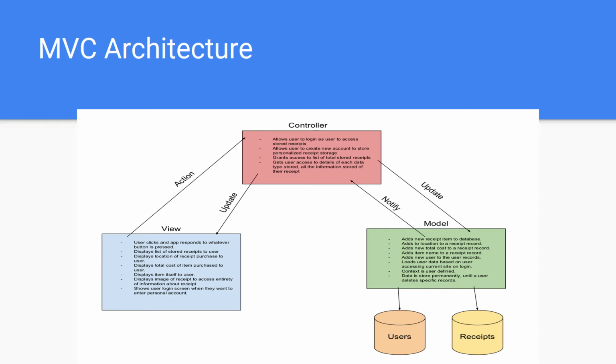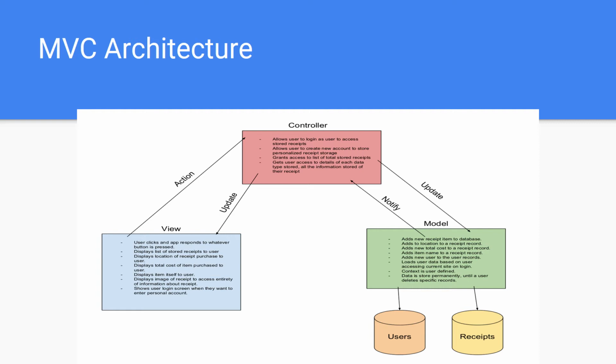And for the controller, this allows users to log in to access stored receipts, allows users to create new accounts to store personalized receipt storage, grants users access to a list of total stored receipts, and gets user access to details of each data type stored. All the information is stored within their receipt.